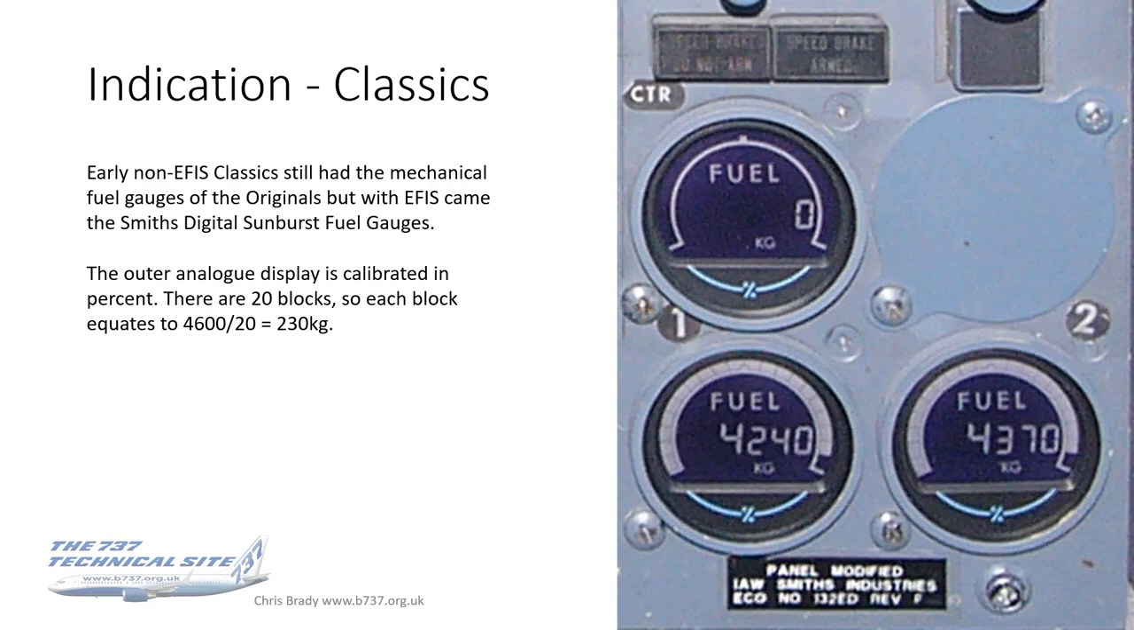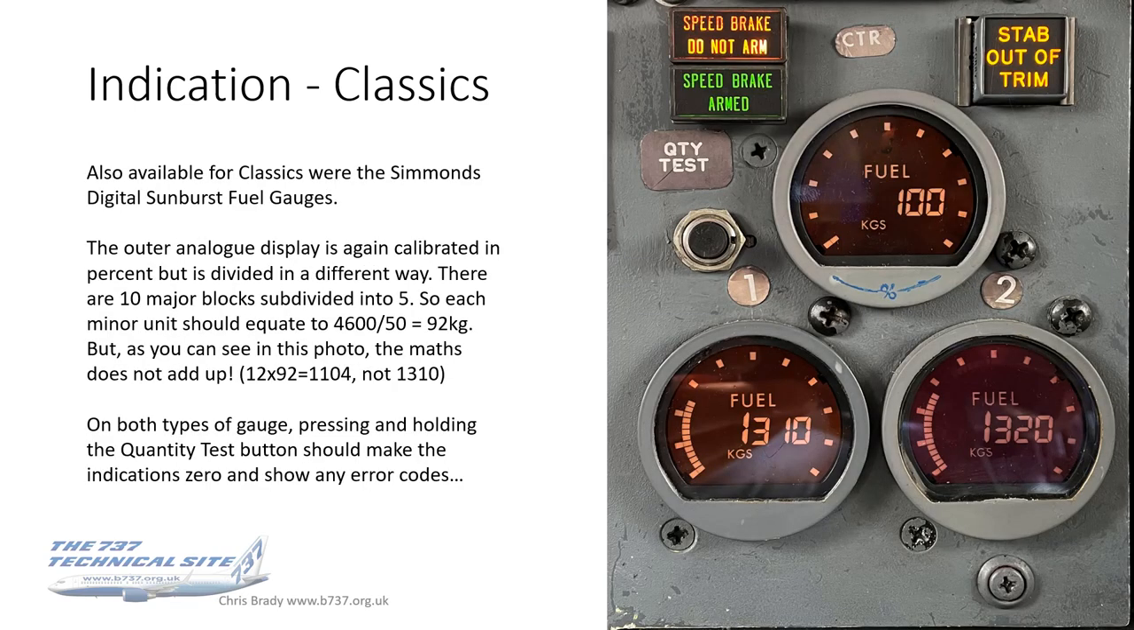But if we go through the math, let's take a look. So there are 20 blocks there. I've counted them for you. So each block equates to 4.6/20, which is 230 kilos. So they're probably right. But the next version of fuel gauge, with the Simmons, and you can see there's much more granularity in the fuel outer display. Again, it's still calibrated in percent. But you've got 10 major blocks this time, subdivided into 5. So each minor unit should be 4.6/50, i.e. 92 kilos a block.